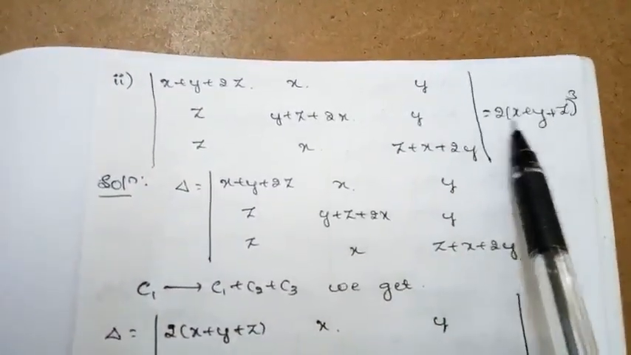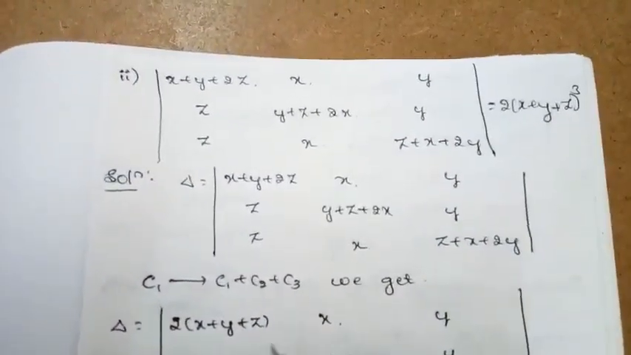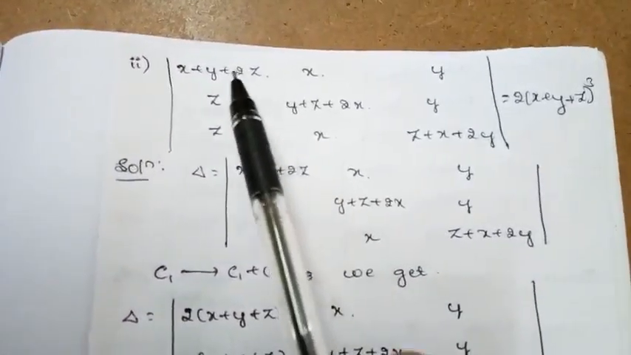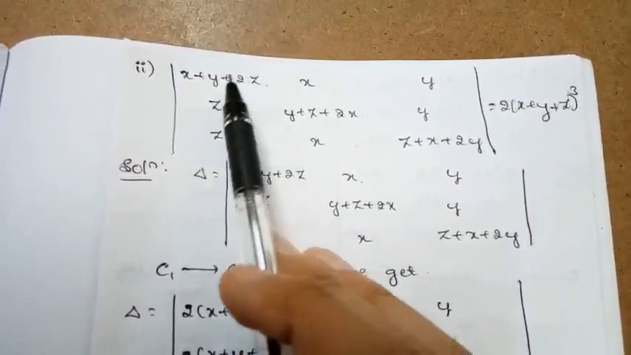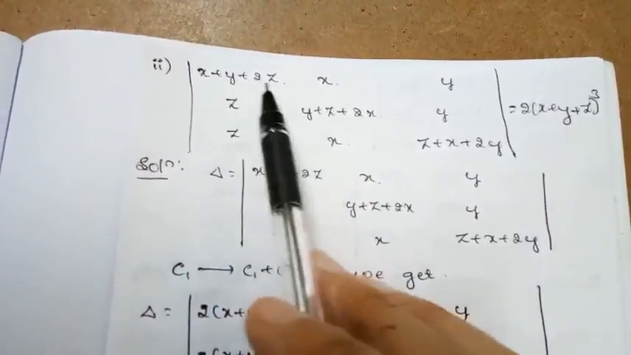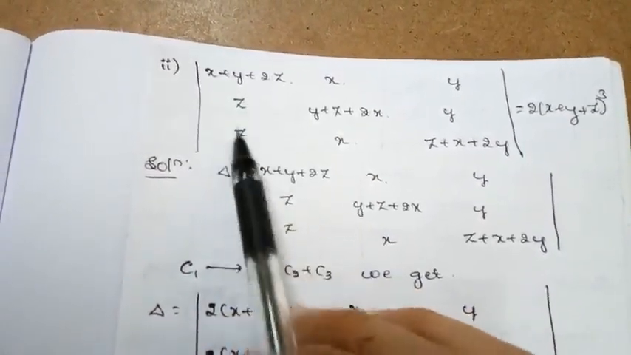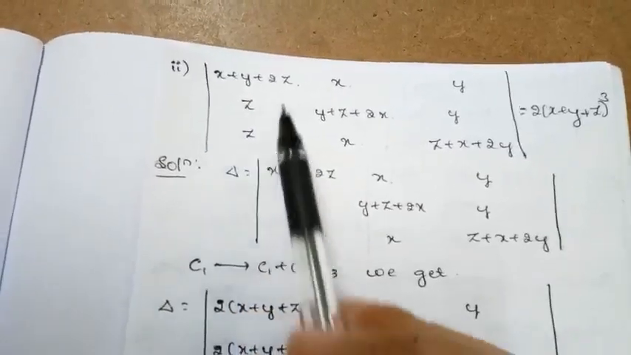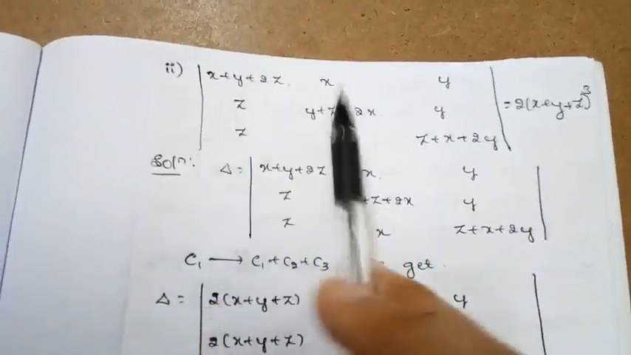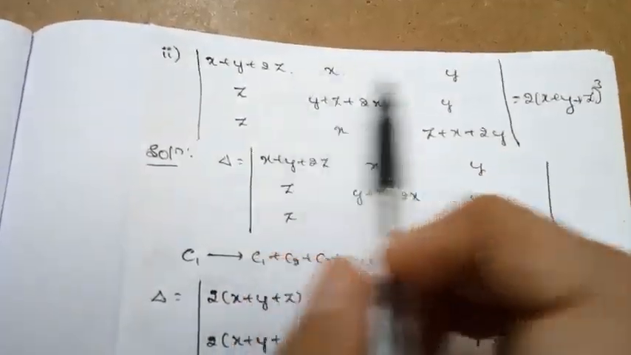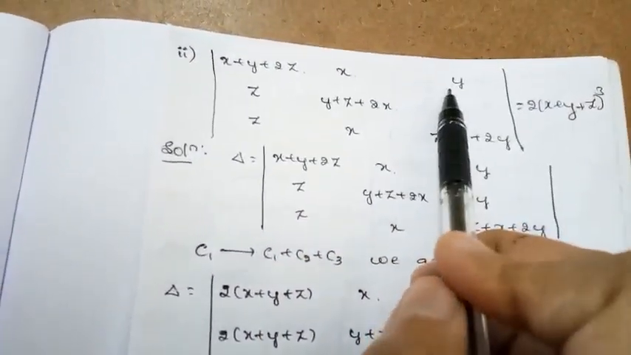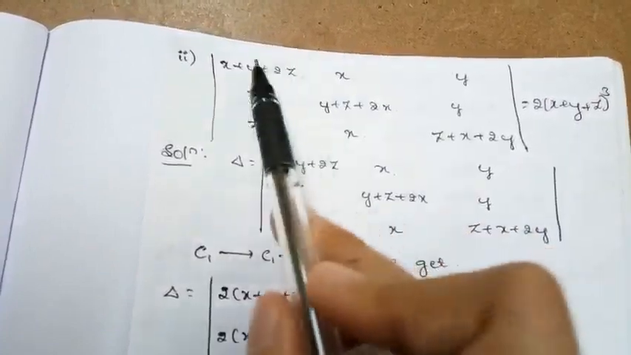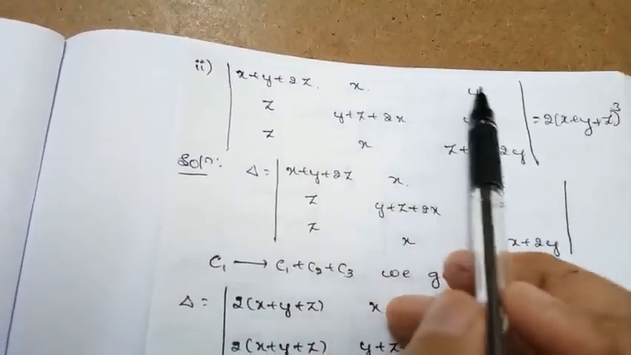Here we require x plus y plus z as one of the factors. You can see whether I can go with the column operation or row operation. If I go with the row operation, you can see only the same type of variables are there. But if I go with the column operation, I am going to get all 3 variables. So I am going with the column operation. What is the operation I am applying here? R1 implies R1 plus R2 plus R3.